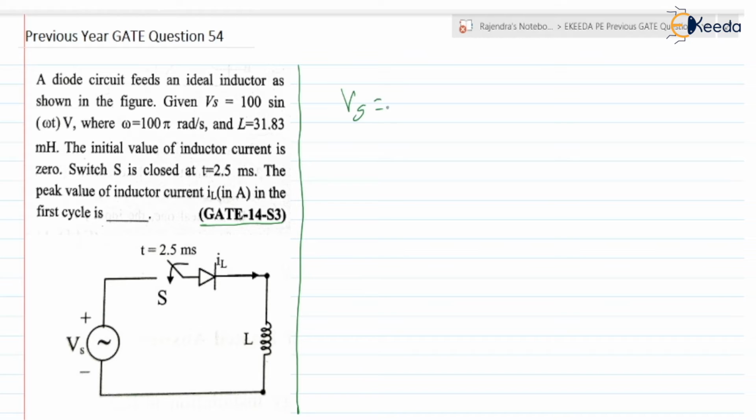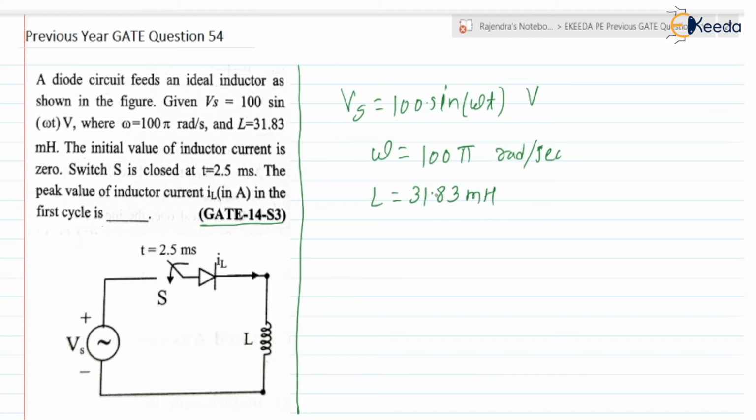It is given that Vs is equal to 100 sin(omega t) volt, and omega is equal to 100 pi radian per second. This is the omega we have, and L is given, it is equal to 31.83 millihenry. This is L.